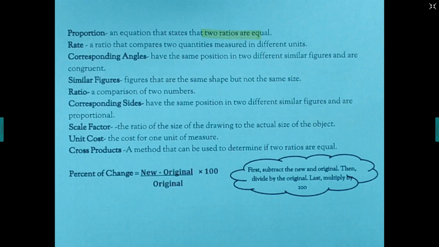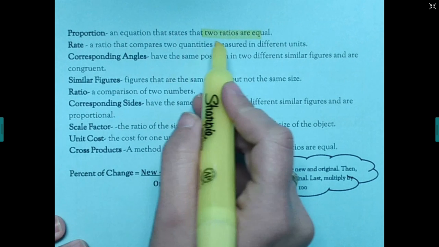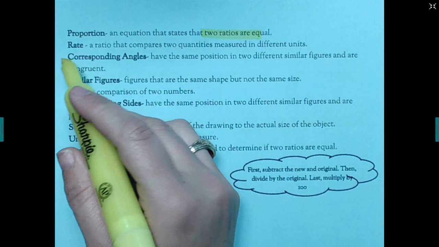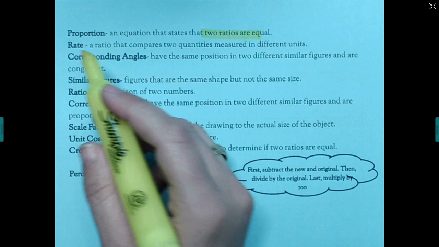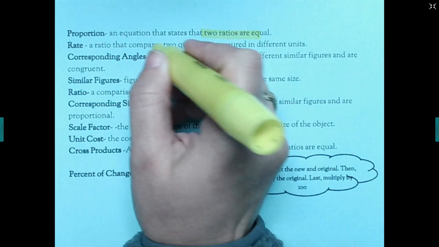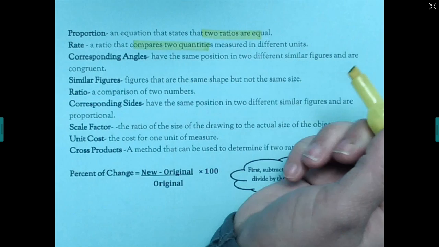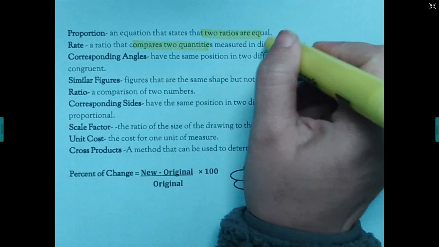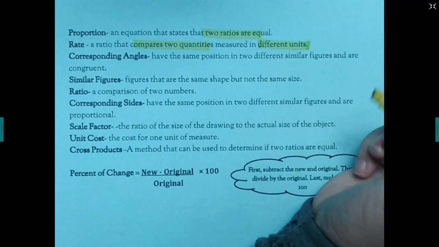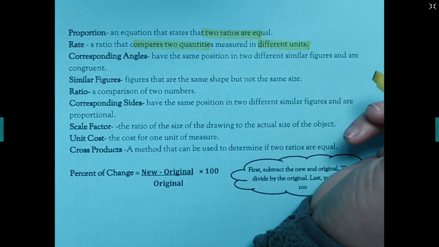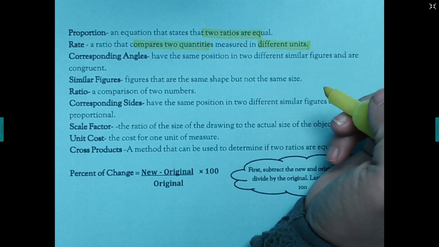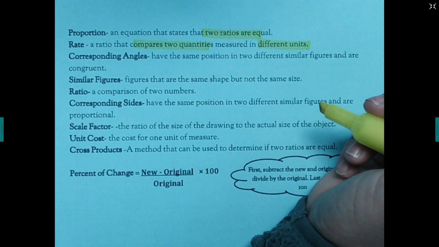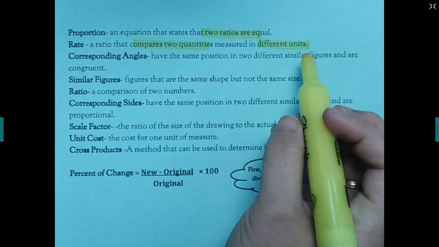That is super important to know: a proportion has two ratios that are equal. A rate, which we're going to talk about in a few days, compares two quantities. A quantity is just a fancy word for number. Two quantities, but they have different units, like miles per gallon, feet per second, words per minute, or Cokes per dollar. We're looking for different units.